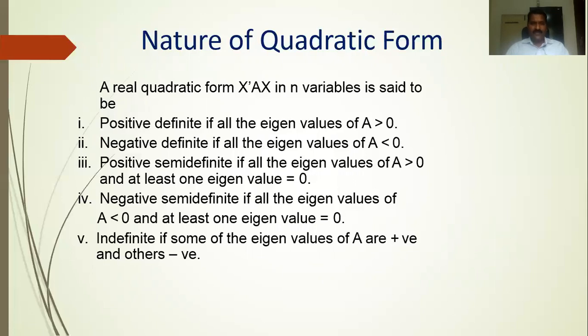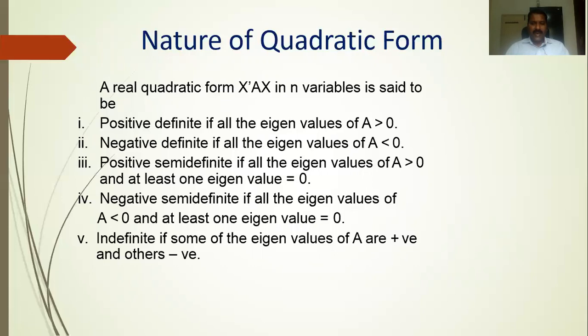Negative definite. If all the eigenvalues are negative, strictly less than 0, then we'll say that a given quadratic is negative definite. Example, if A has lambda equal to -2, -3, -4, then all of them are less than 0, and the quadratic which is represented by the matrix A is said to be negative definite, right?